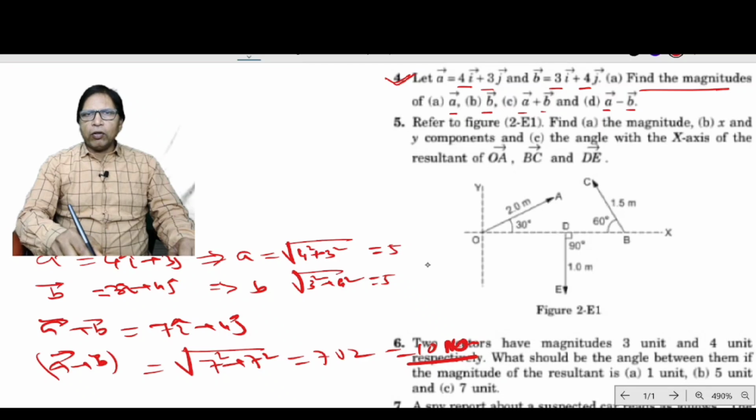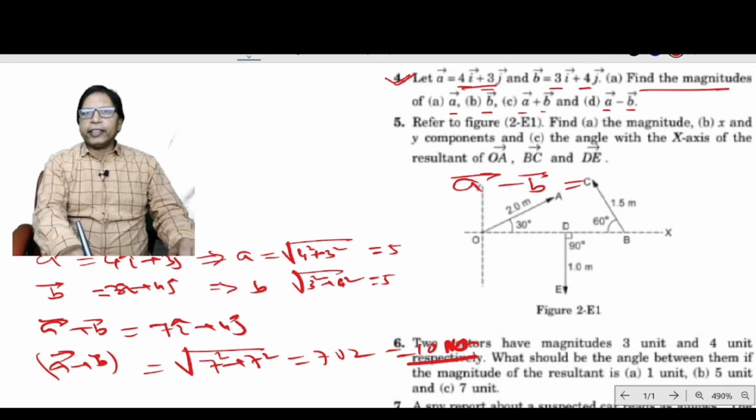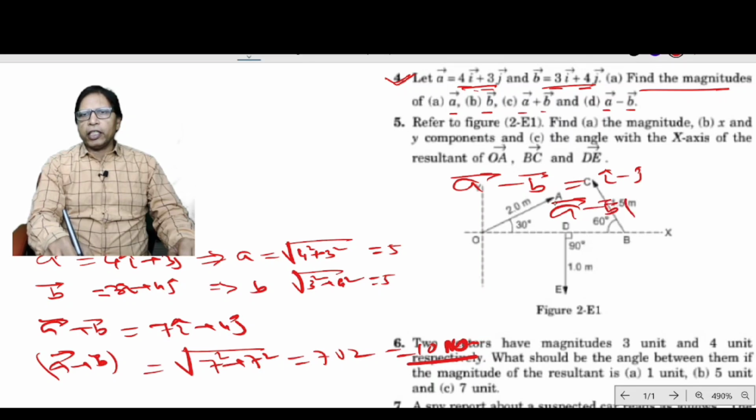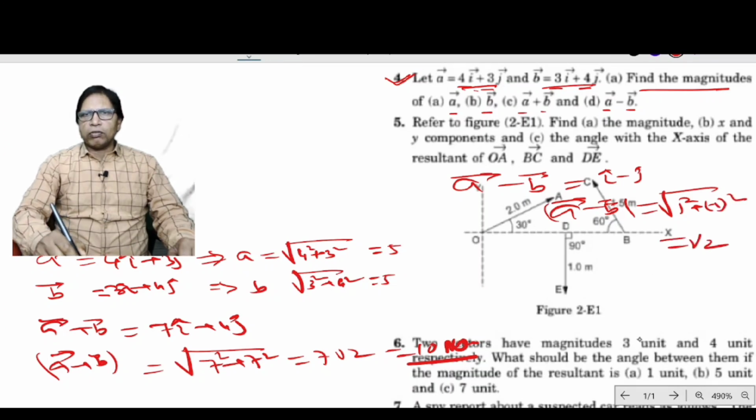Now A vector minus B vector. So look at this, this is the A vector, this is the B vector. So A vector minus B vector is i cap minus j cap. So the modulus of A vector minus B vector is the root of 1 square plus minus 1 square. So this is root 2.